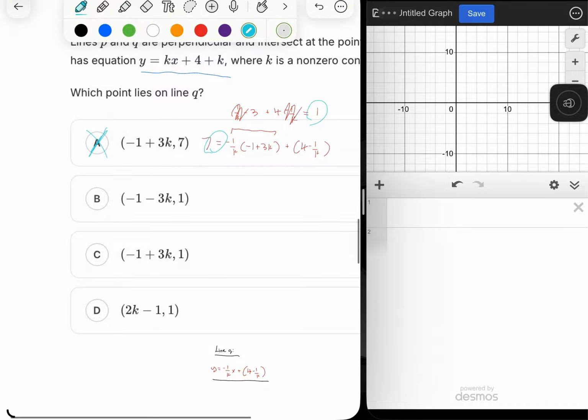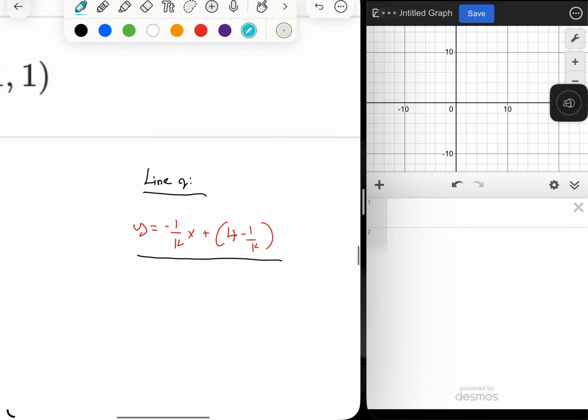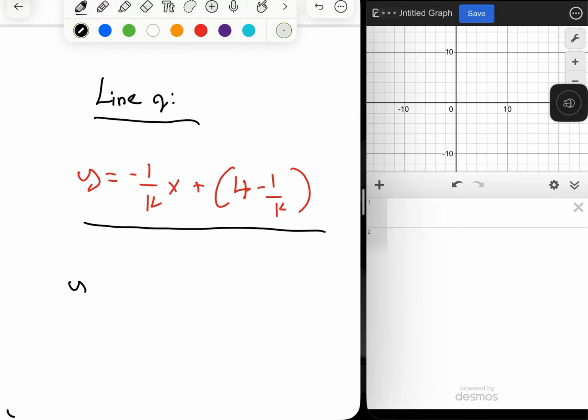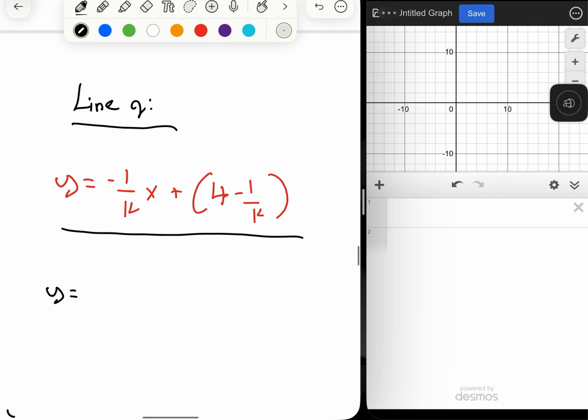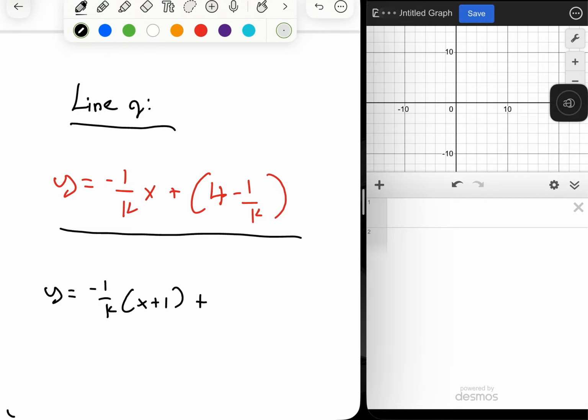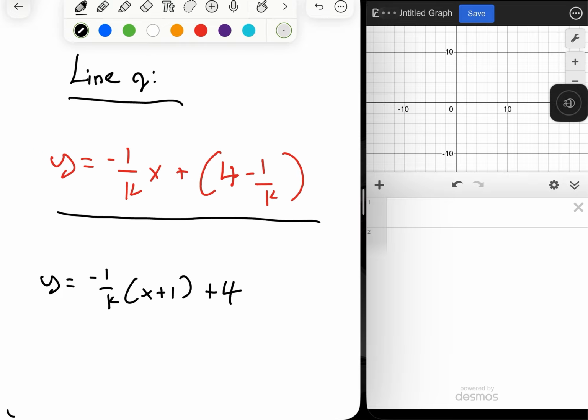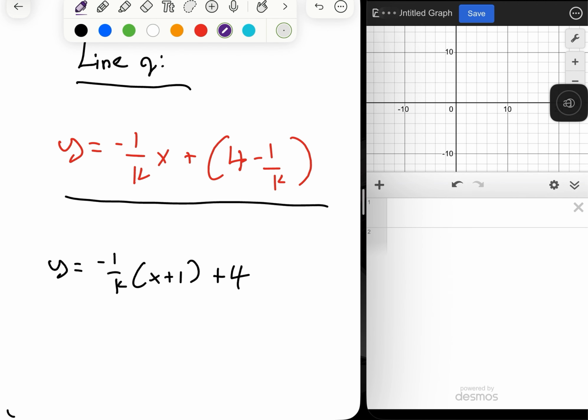Alright, let's go on to answer choice B. But before I go on to that answer choice, actually, I'm going to do something here. I'm going to rewrite this as -1 over k times x plus 1, plus 4. You don't have to do this. I'm just doing it because I see that there's two -1 over k's involved. And when you're plugging stuff in, it's nice to have fewer terms in your equation, right? So that's why I factored that -1 over k out. It will make substitution easier.